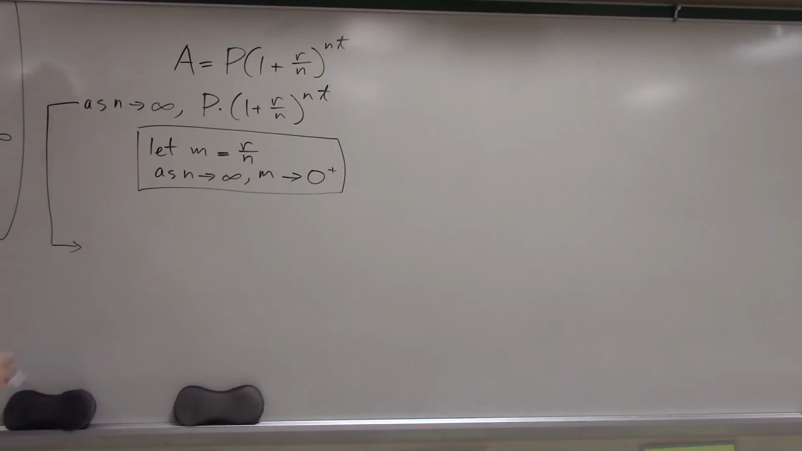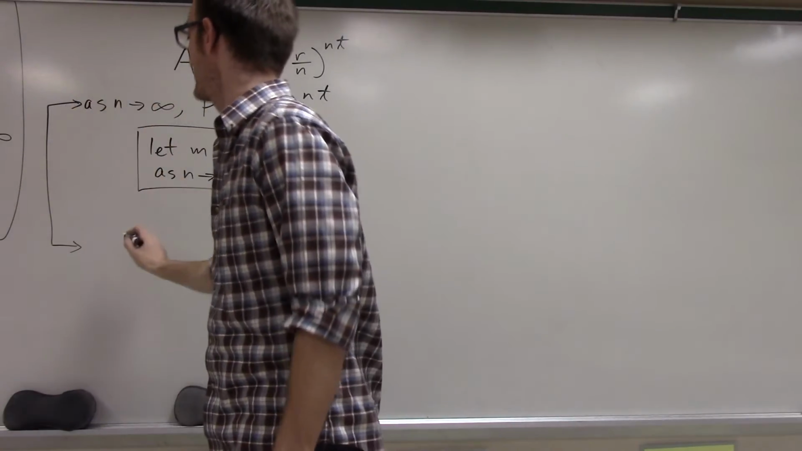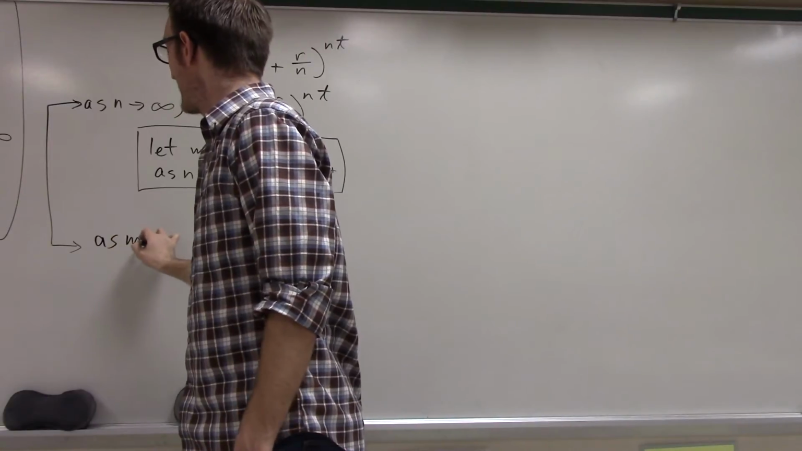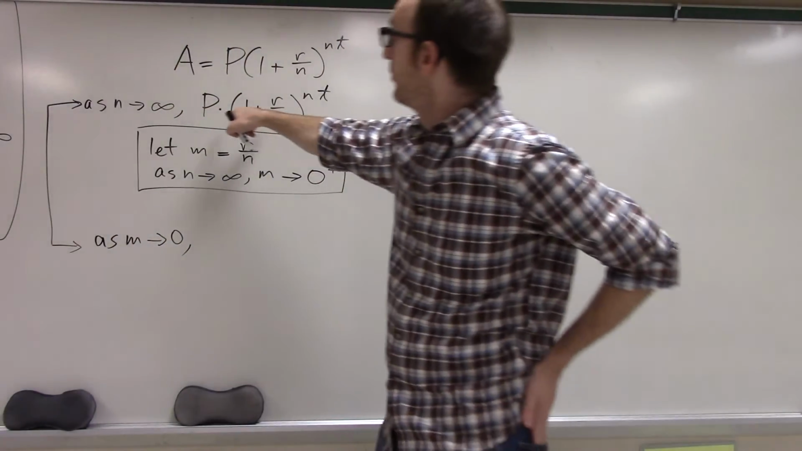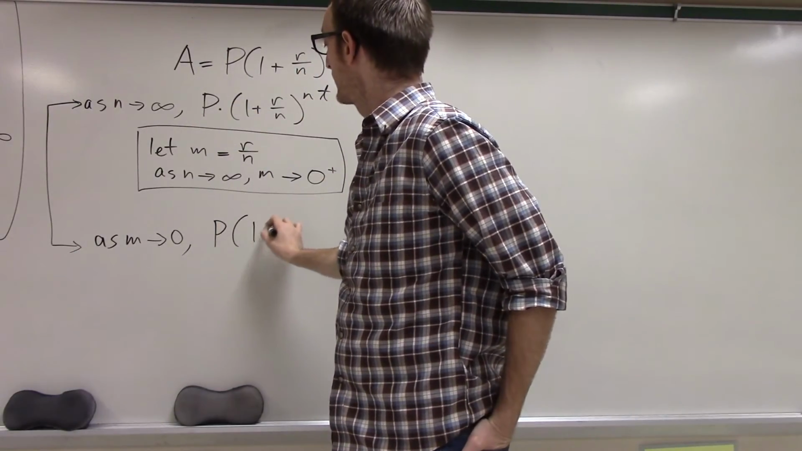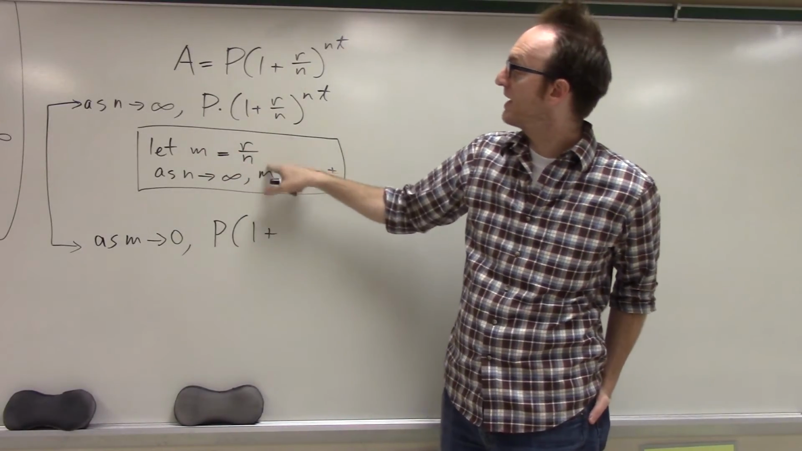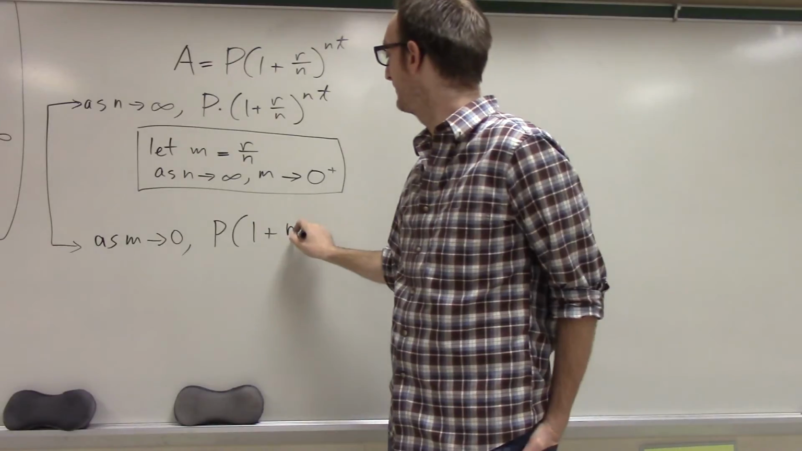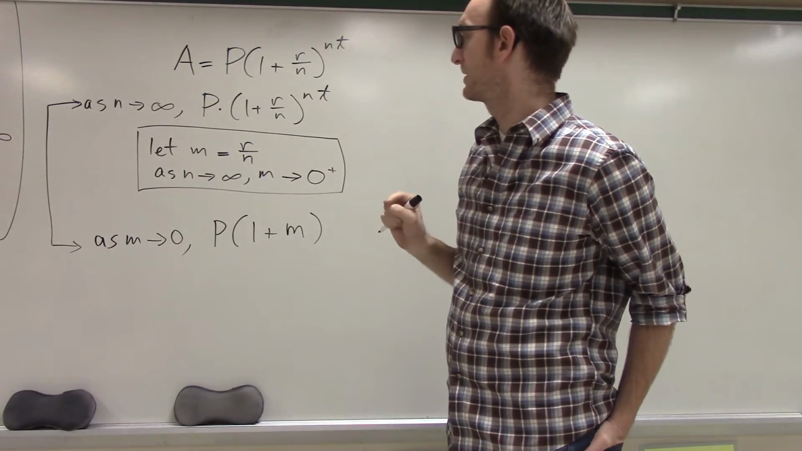Now I'm about to rewrite this statement, just like we did a minute ago, using m instead of n. So the answer to this question is the same as the answer to the question, what happens as m goes to 0 to P times 1 plus, and now I defined this new variable m to be r over n, so in place of that r over n I'm going to write an m. And in place of this nt, I have to be a little bit careful now.